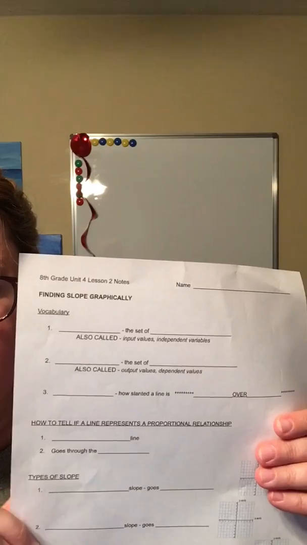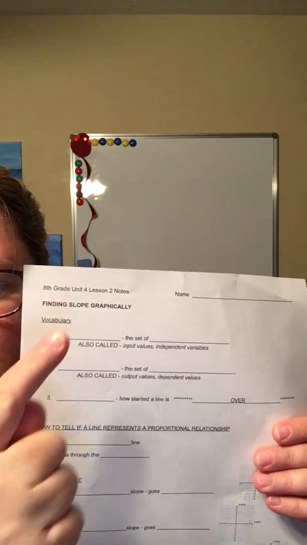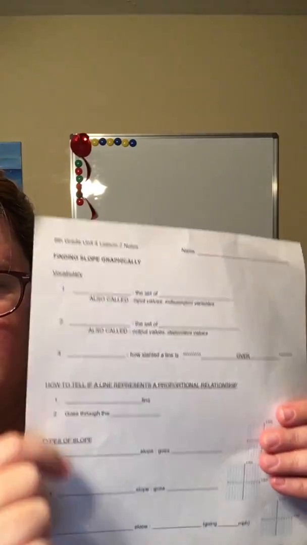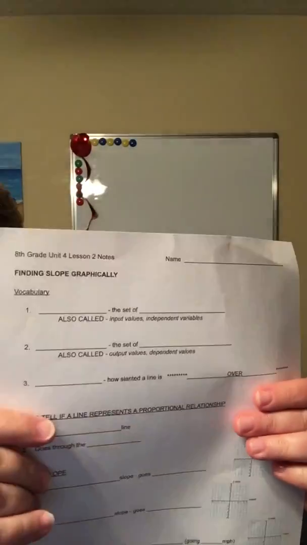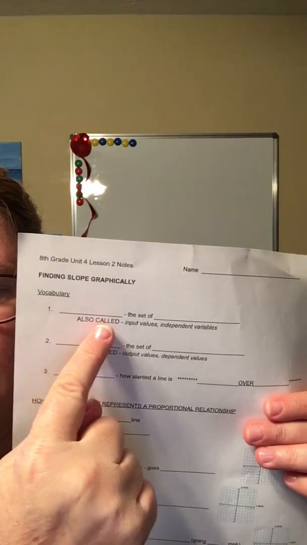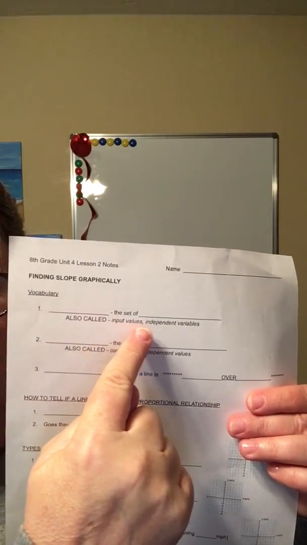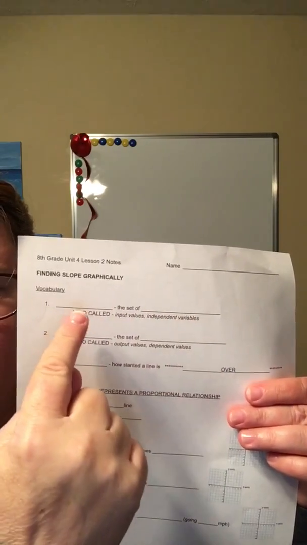So the first thing that you're going to do is there should be something in Schoology called, it says Unit 4 here, but it's Unit 6, Lesson 2 Notes. So you're going to go for Unit 6, Lesson 2 Notes. And this is what should come up, except that you have actual lines on the graphs right here that I don't have.